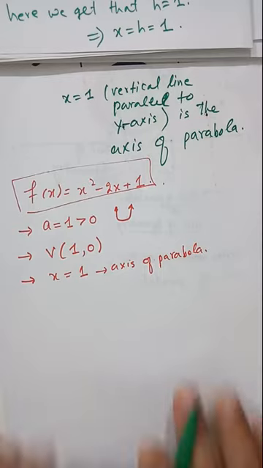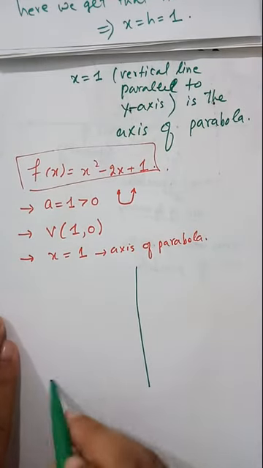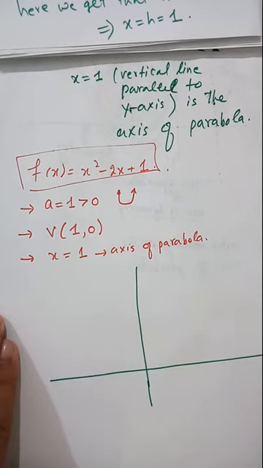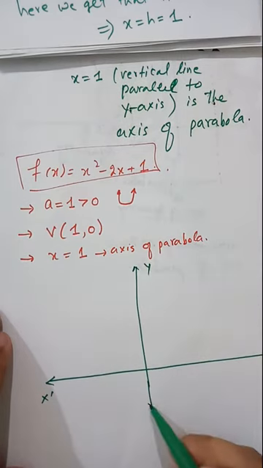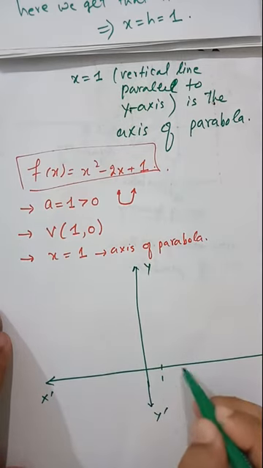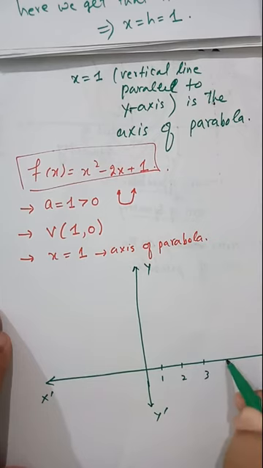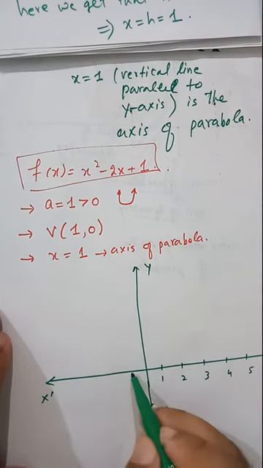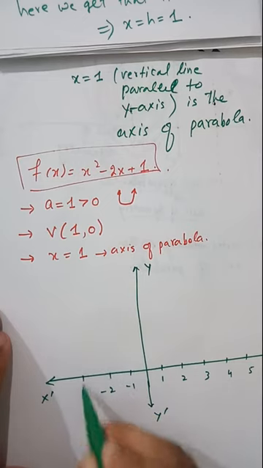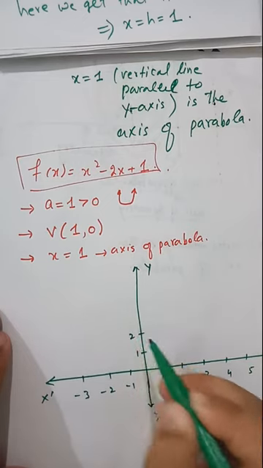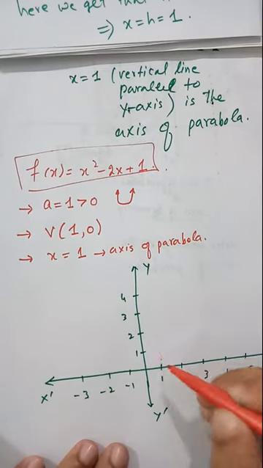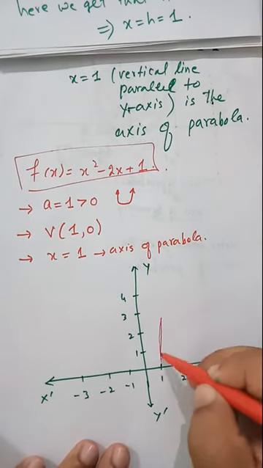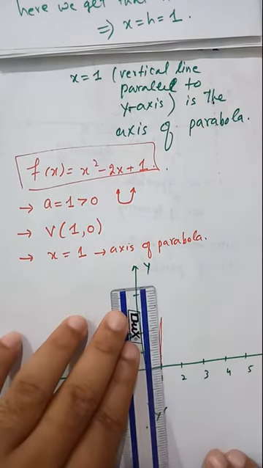So first of all, I am drawing the x-axis and y-axis. This is my x-axis, and this is my y-axis. Let's say this is 1, 2, 3, 4, 5, and on the negative side minus 1, minus 2, minus 3, and so on. On the y-axis, this is 1, 2, 3, 4, and so on, and here minus 1, minus 2, and so on. Now x is equal to 1 is this. The graph of x is equal to 1 is this vertical line. You see, x is equal to 1.